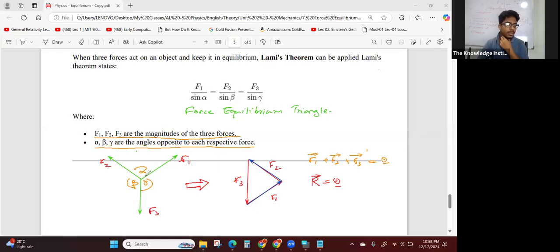Yeah, I think I have marked the angle. The angle should be, hold on, after drawing the triangle. Okay, so write down this equation and then you can draw this again, F1, F2, F3.